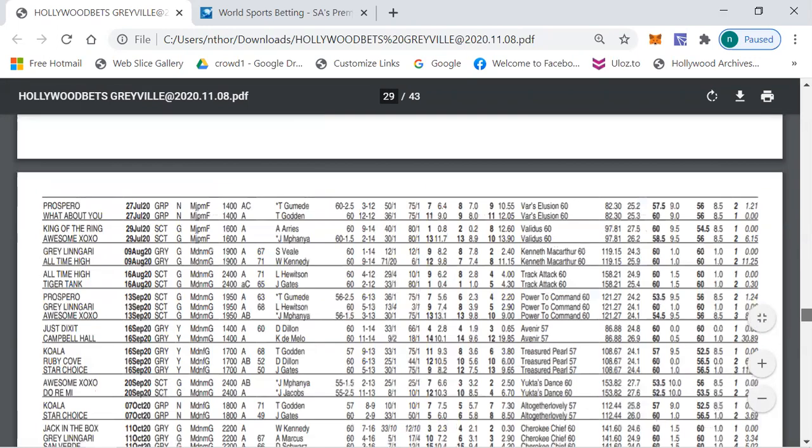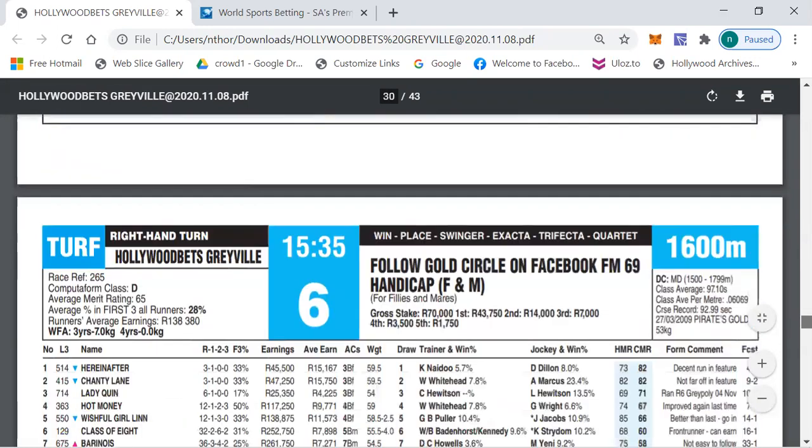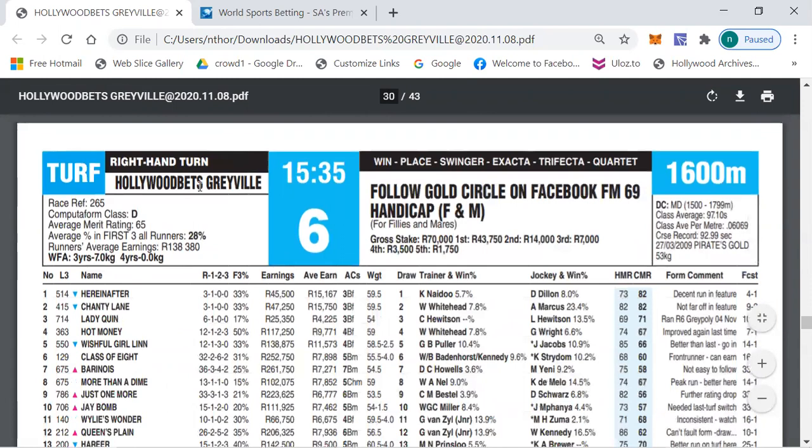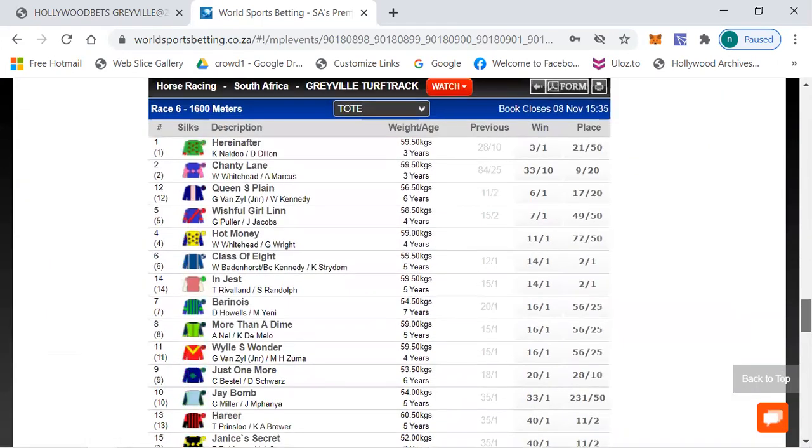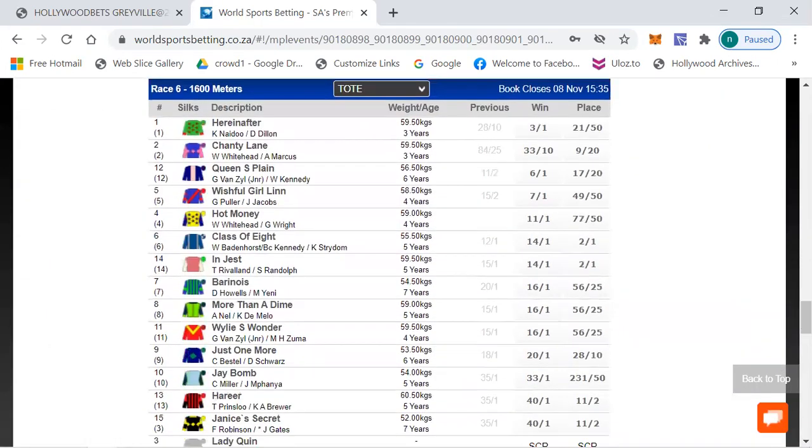Then we move on to the next race, which is race number 6. Race number 6 is a Plezimere 69 handicap. Let's have a look at the betting. Here we have Hereafter 3-1, Charity Lane 33-10, Queensplain 6-1, Wishful Girl 7-1, Hot Money 11-1, Class of 8 14-1, Ingest 14-1, 7 Barrianos 16-1, and longer the rest.